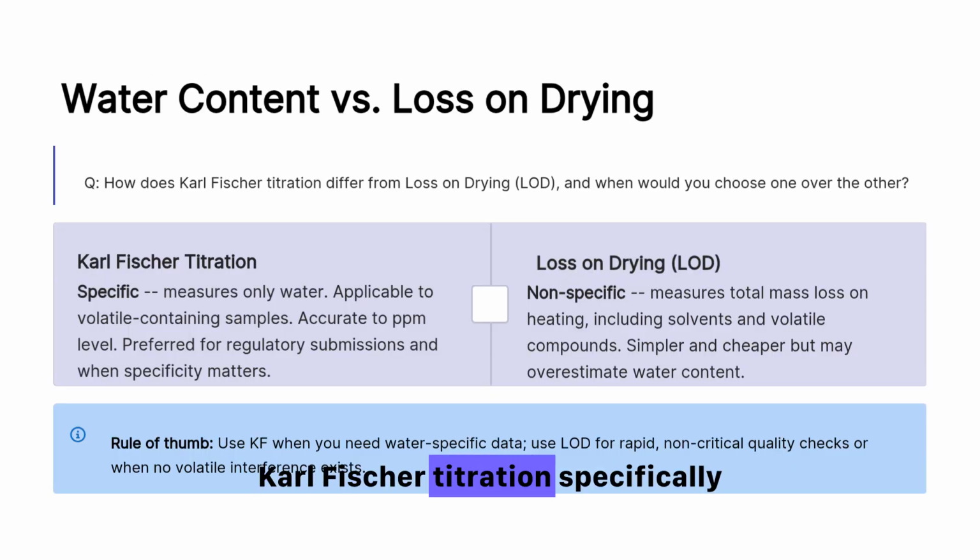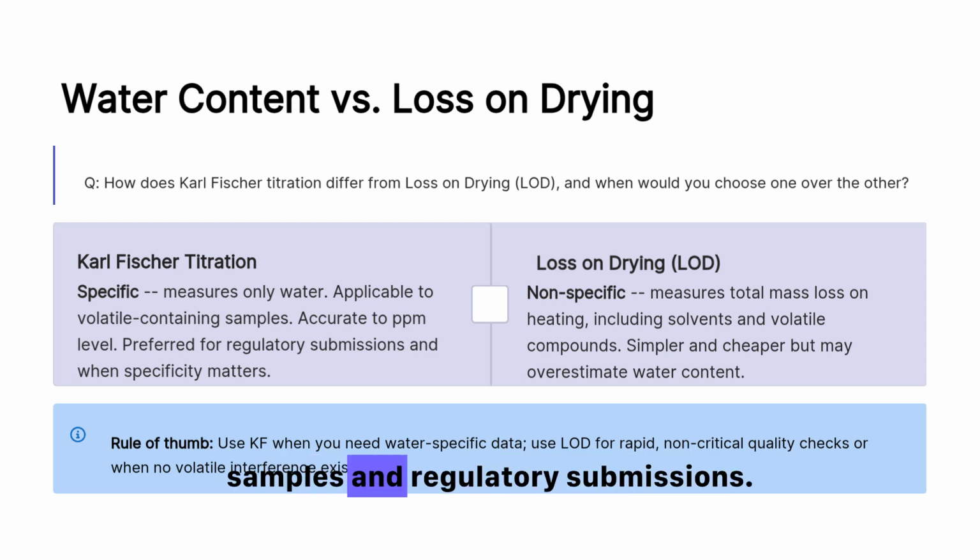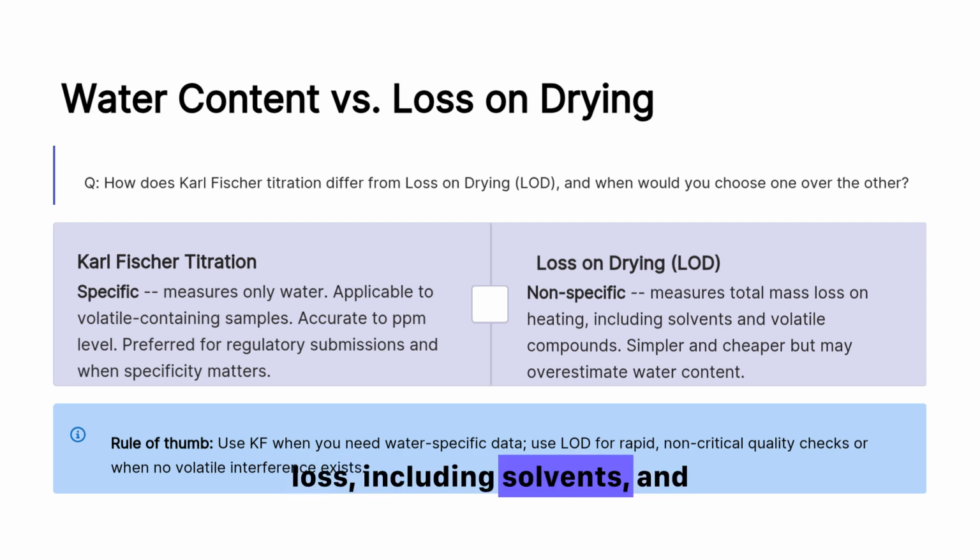Karl Fischer titration specifically measures water content, making it ideal for volatile samples and regulatory submissions. It's accurate to the parts per million level. In contrast, loss on drying measures total mass loss, including solvents, and is simpler and cheaper but less specific. Choose Karl Fischer for precise water data. Use loss on drying for quick, non-critical checks.